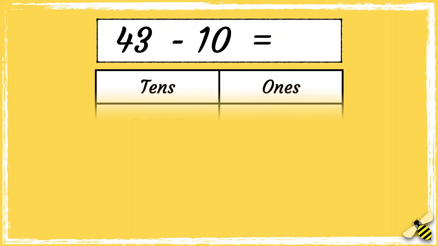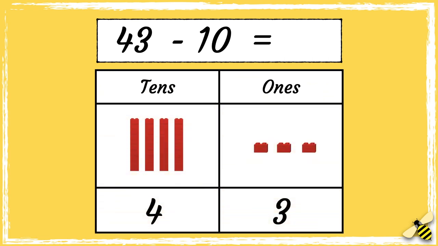Let's have a look at one more example. Here is the number sentence, 43, take away 10. When we take away 10 from a number, we need to look at the tens column. So let's take away 1 ten. So 4 tens become 3 tens. 43 take away 10 equals 33.